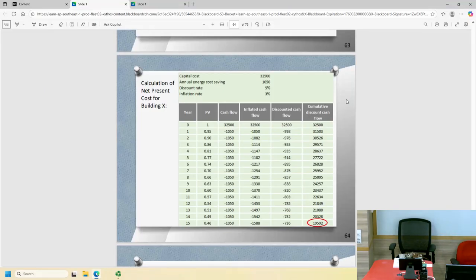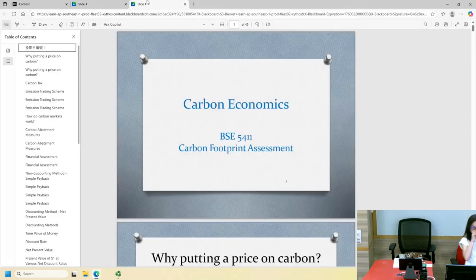Okay, for the lecture today, we will talk about carbon economics. And for this set of slides, we will learn how to analyze the cost benefits of carbon reduction strategies. We will also use some tools, like calculating the payback period or using life cycle cost analysis to calculate the net present cost of a certain carbon reduction strategy.